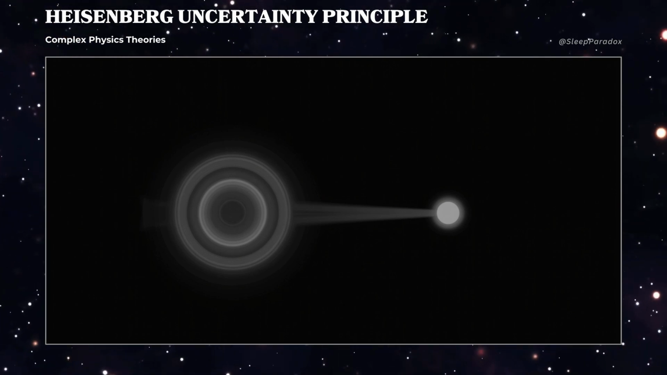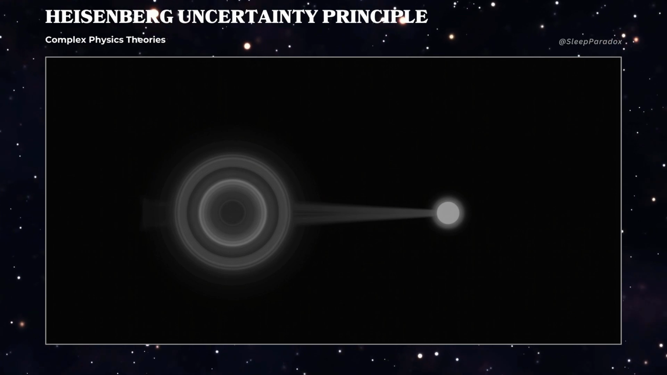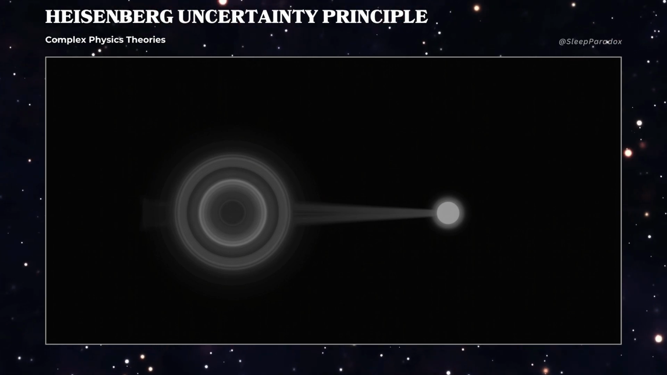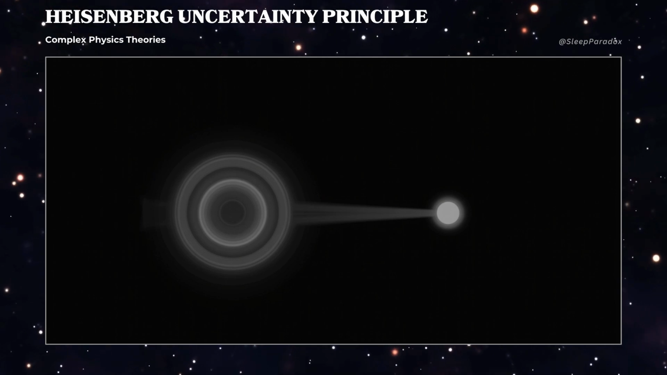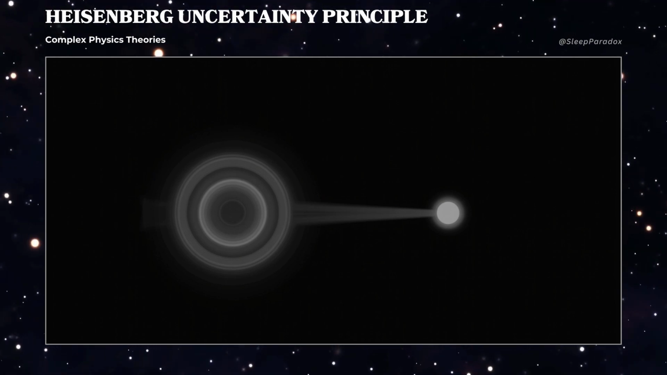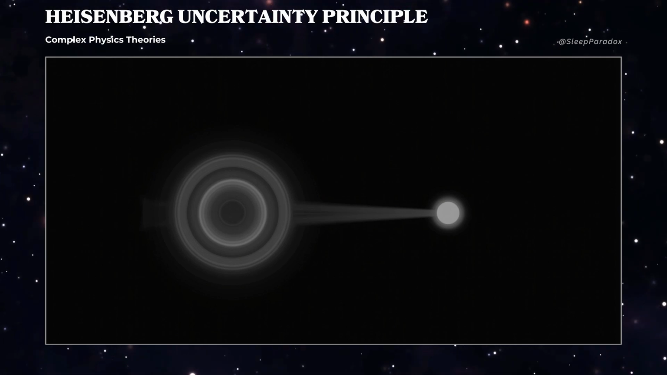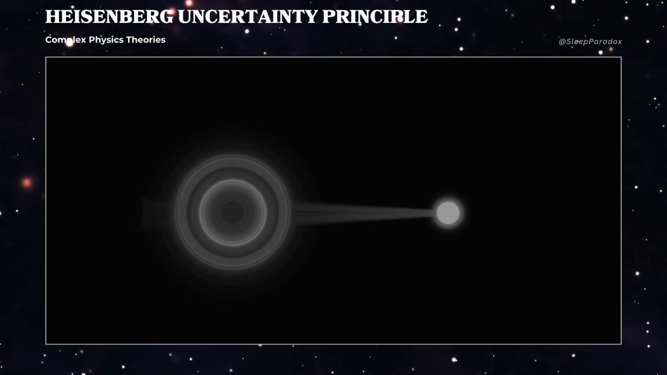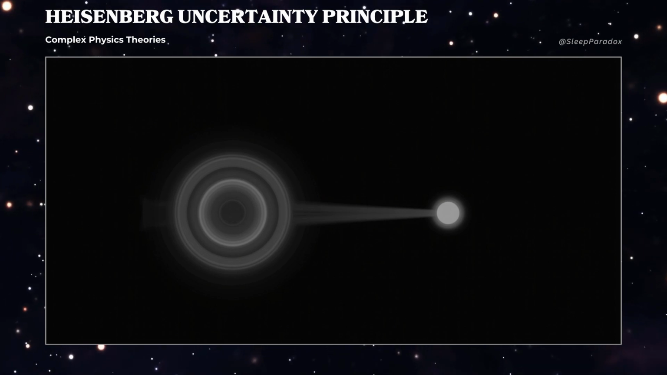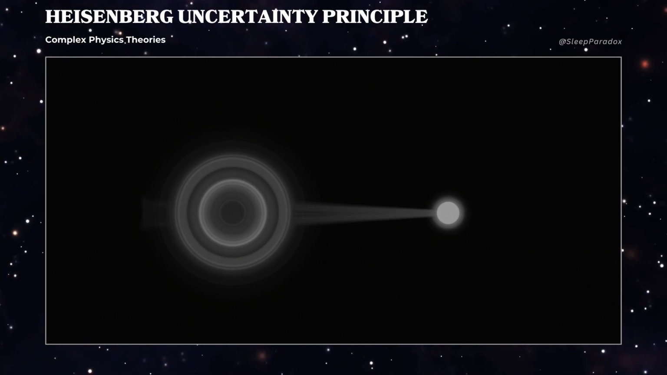In classical physics, you could in principle measure both perfectly, but in quantum mechanics, there's a fundamental limit. The more precisely you try to measure a particle's position, the less precisely you can know its momentum. And the more precisely you know its momentum, the less certain you are about its position. This is not due to faulty instruments or experimental error. It is a built-in feature of reality at the quantum level.